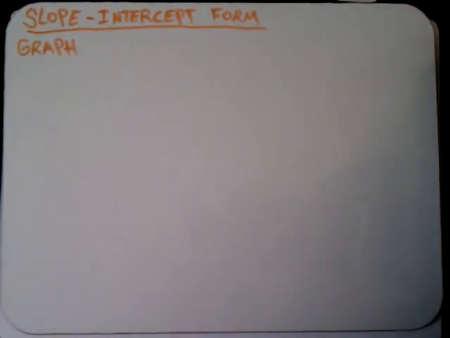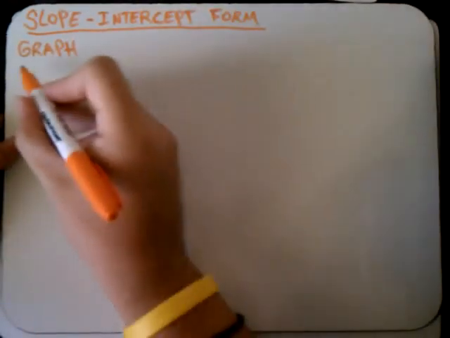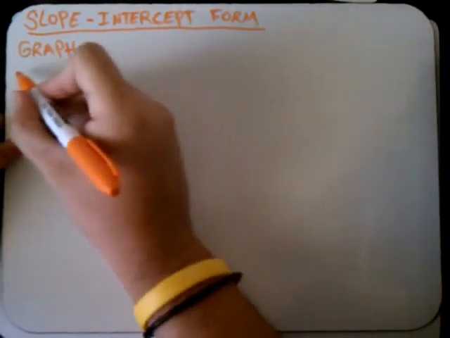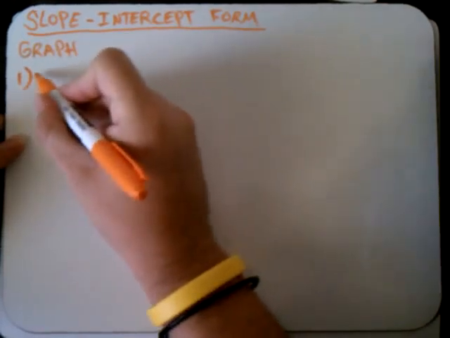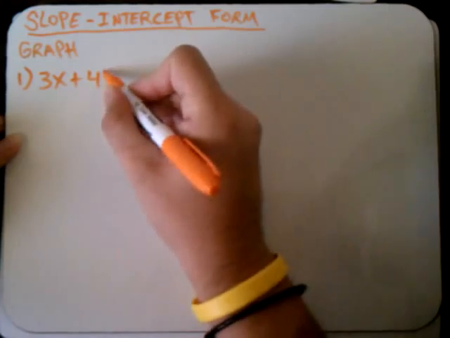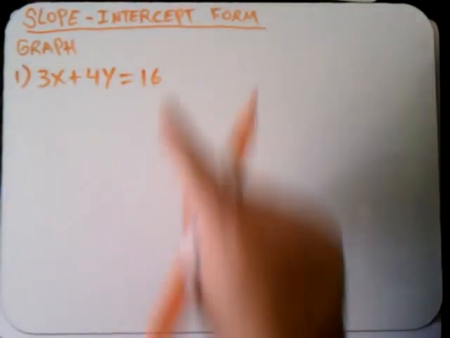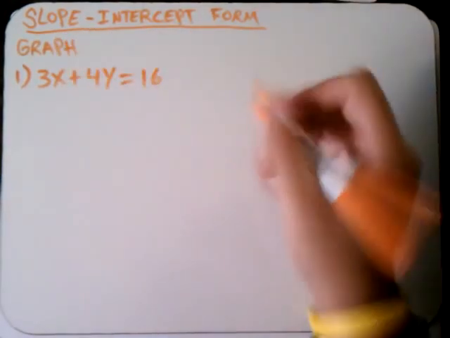Hello, today we're doing slope-intercept form. Our first example, they want you to graph, so our first example is going to be 3x plus 4y equals 16, okay? And they want you to use slope-intercept form.